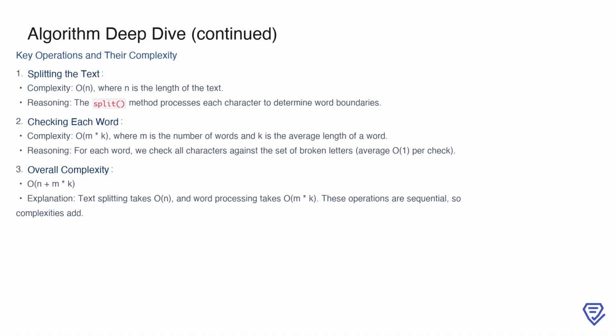Now let's analyze the complexity of the key operations in this algorithm. Splitting the text into words using the split method has a time complexity of O(n), where n is the length of the text. This is because each character in the text needs to be processed to identify word boundaries. Checking each word for broken letters introduces a complexity of O(m*k), where m is the number of words and k is the average length of a word. This arises because, for each word, we iterate over its characters and perform membership checks against the broken letters set, which takes O(1) per check on average.